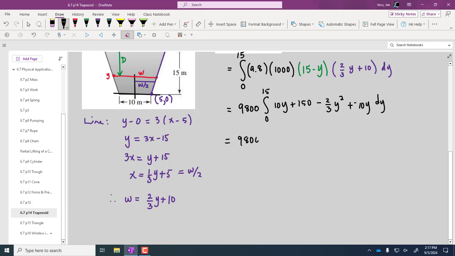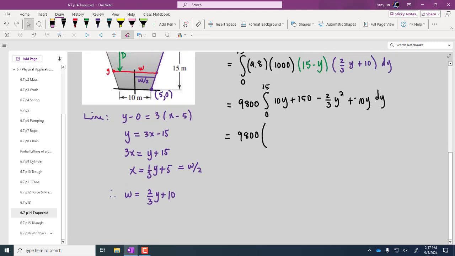So we've got 9,800 multiplied by 5y squared plus, oh, I guess I could have done some cancellation, right? Don't those y's cancel out? Whoops. We have a 10y there. We have 10y there and a minus 10y there, so those cancel. So when we integrate, we're going to have 150 times y minus 2/9 y cubed from 0 to 15.